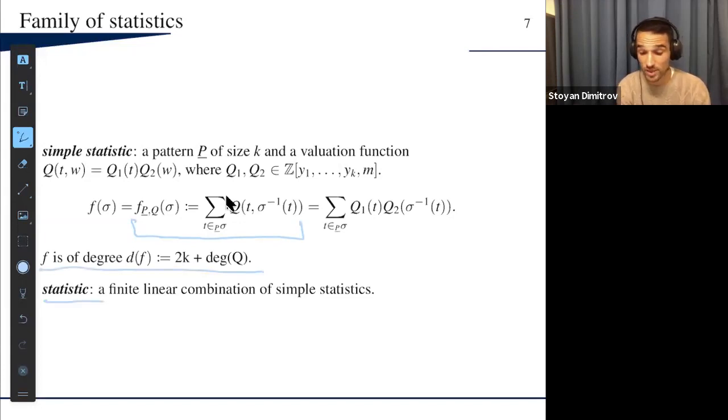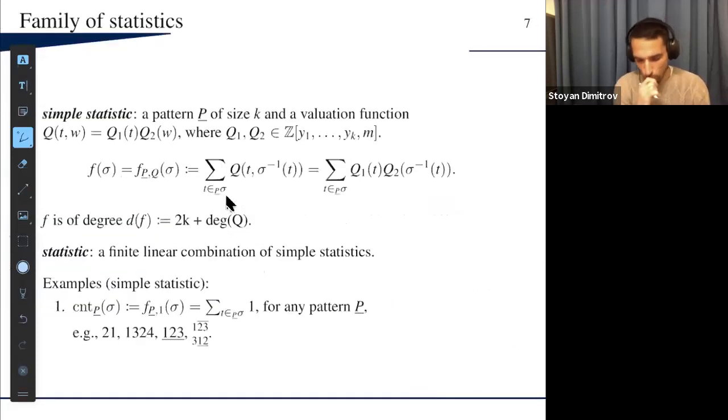And a general statistic will be just a finite linear combination of simple statistics. So we will see that a lot of popular statistics in the literature fit into this framework. So, for example, if I just look at the number of occurrences of a certain pattern, then I would just have Q equals 1. And I will denote this statistic by CMT P of sigma.